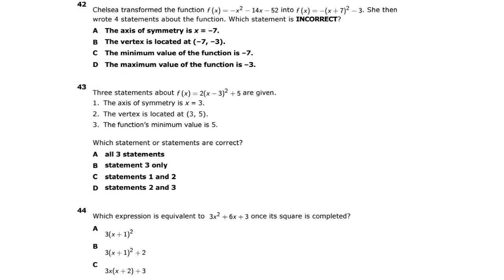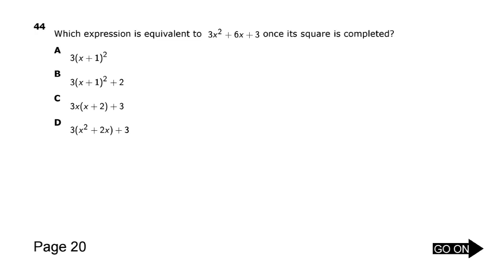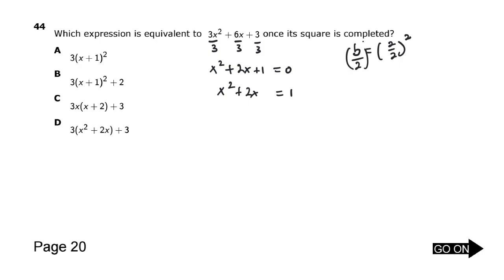Once again, for number 44, it says which expression is equivalent to 3x squared plus 6x plus 3. You want to divide each of them by your leading coefficient. In this case, it's 3, so it's x squared plus 2x plus 1 equals 0. You want to move the 1 to the right, so you have x squared plus 2x equals 1. You get the value of b, divide that by half, and then square it. And that's how you complete the square. B divided by 2 squared. So 2 divided by 2 is 1, so it's 1 squared.